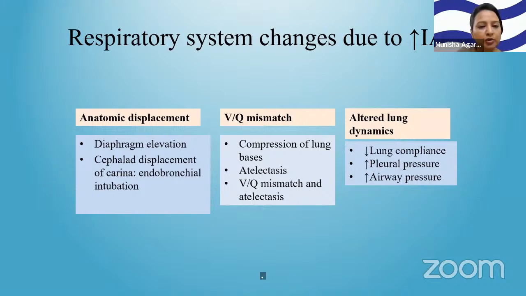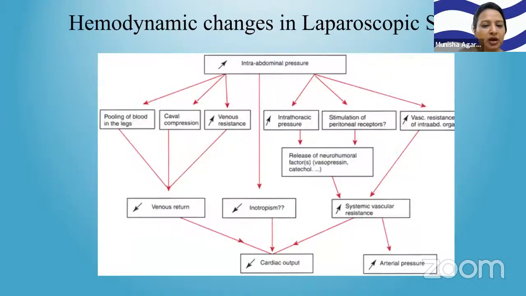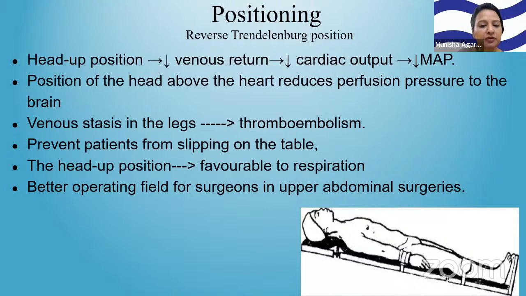Now we have talked about the effects of pneumoperitoneum, the effects of raised intra-abdominal pressure. So the third thing is the position of the patient. So Megha, what is the initial position of the patient when you create pneumoperitoneum? Ma'am, pneumoperitoneum is created with the patient in supine position.